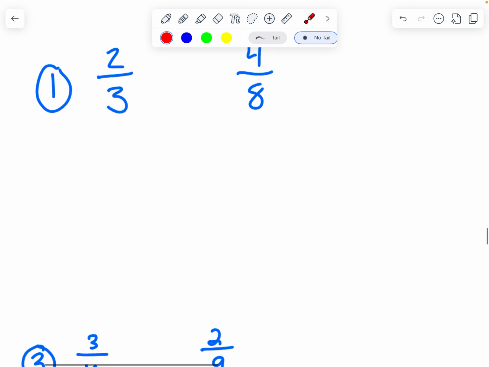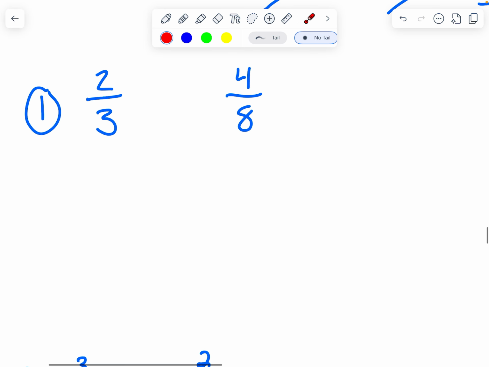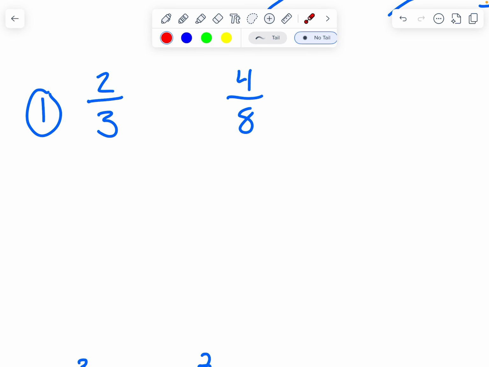So for each one, I'm going to show you 2 ways. I'm going to show you the skill that works every time, and I'm also going to show you how to reason a little bit. So for question 1, when I look at this, I can look at these 2 fractions and I can reason. Now I notice they're both less than a whole because 3/3 is a whole and 8/8 is a whole. So I can't use the whole to figure it out.